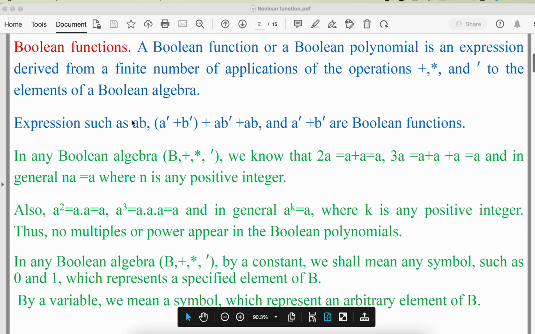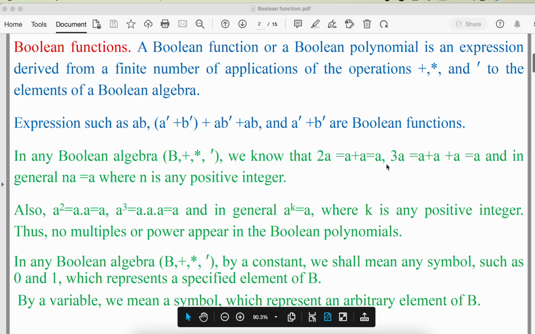For example, AB is a Boolean function. A' + B' + AB' + AB is also a Boolean function. A' + B' is also a Boolean function. So in any Boolean algebra B equipped with addition, multiplication and complementation, we know that A + A is A.